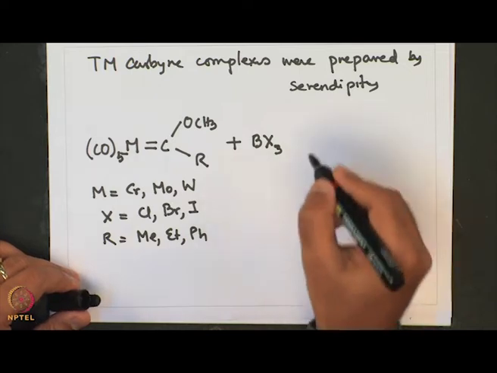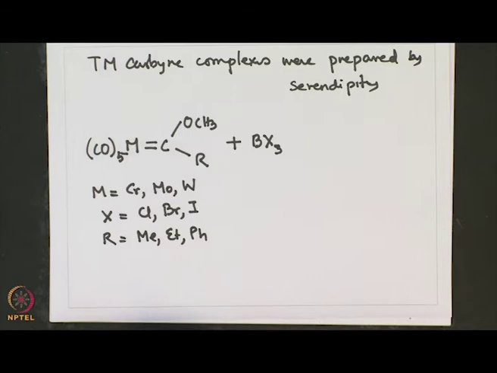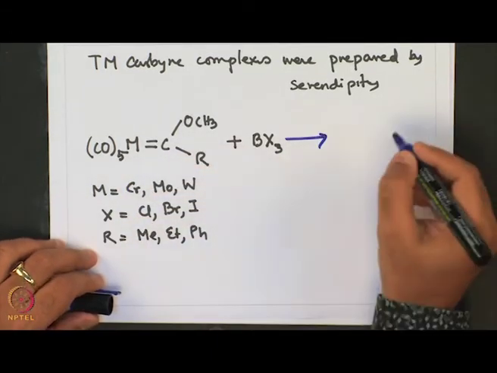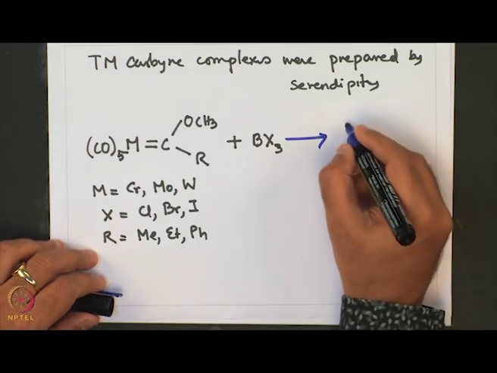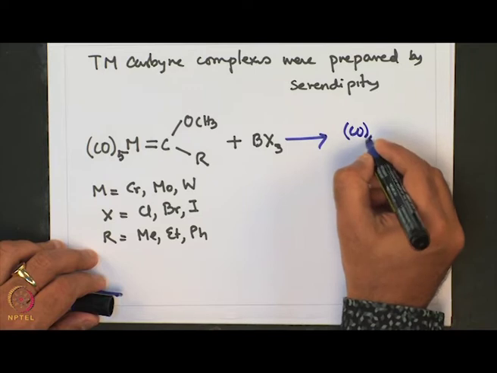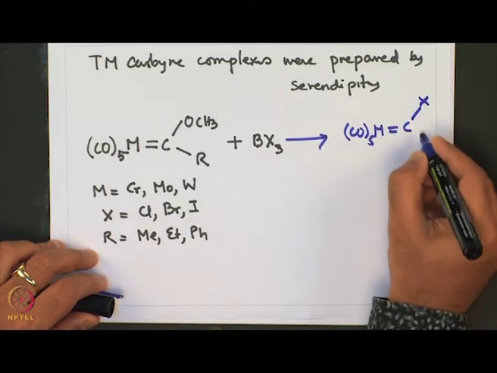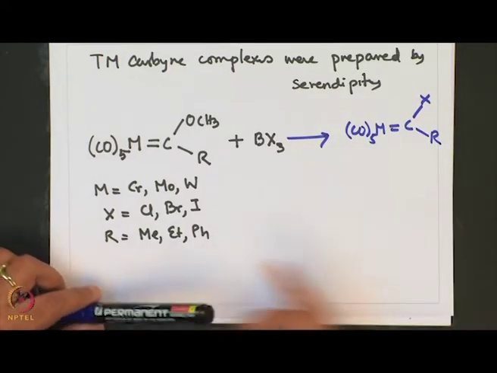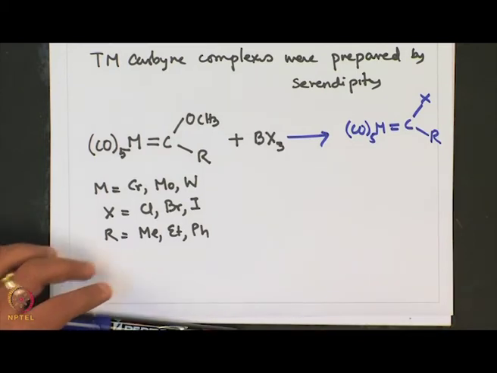The purpose was to synthesize this transition metal carbene complex of this type, where X would undergo a substitution reaction at the carbenic carbon, which actually did not occur.